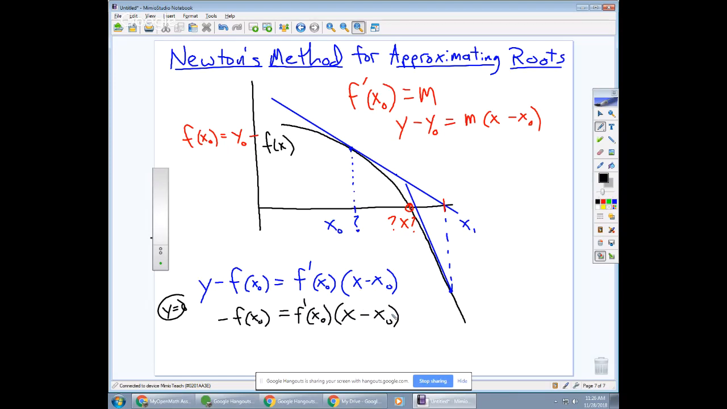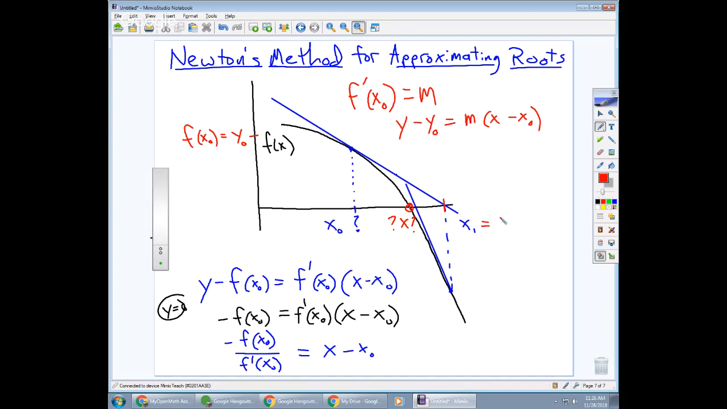Distribute to solve for x, or actually, you know what? Wouldn't it be nice to just divide that f prime over to the other side? Yeah, let's do that instead. So I'm going to have negative f of x0 divided by f prime of x0. So this is gone. On the other side, I just have x minus x0, right? How do I solve for x now? Just add that over.